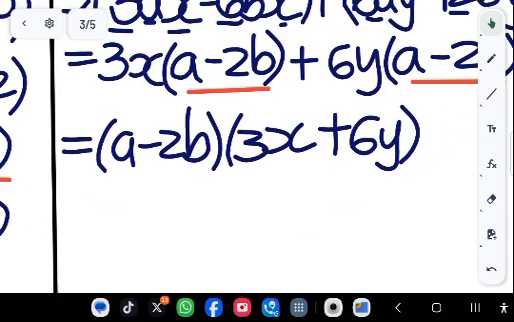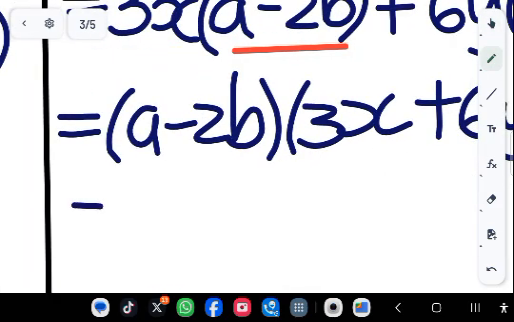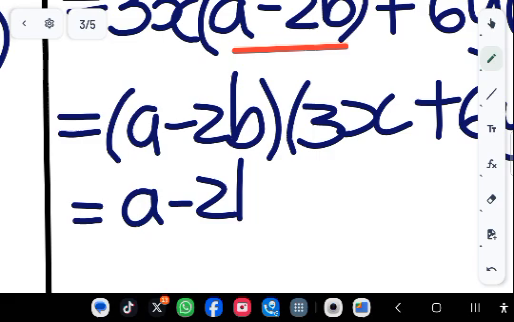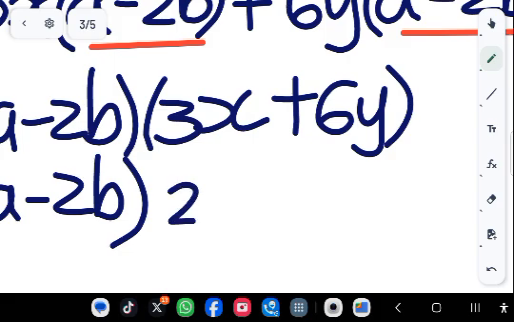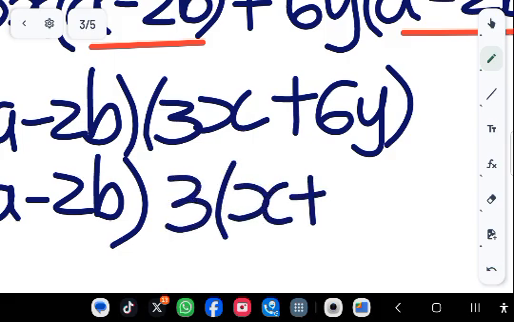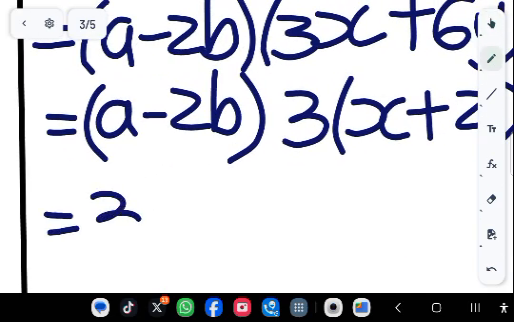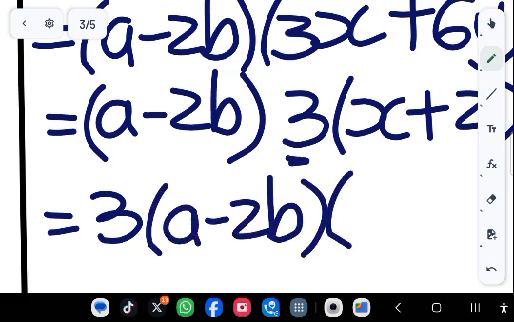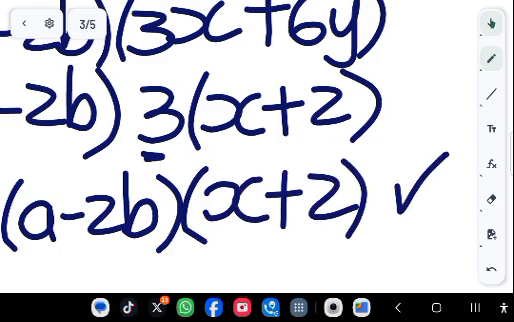But notice further that 3x plus 6y has a further common factor, and that common factor you can take out is 3. So you take that out. If they say factorize fully, you must take out every common factor. And that leaves us with x plus 2. So here is the final answer. That will be 3, in bracket a minus 2b, and times in bracket x plus 2. And that's how you factorize fully.